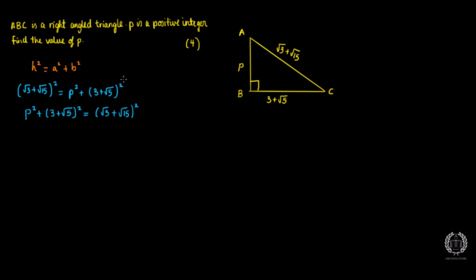It's the same thing. Now because I want p by itself, or p squared by itself, I'm going to move this 3 plus root 5 squared to the other side. So remember, whenever you move something from one side to the other, the sign changes. So this plus now becomes minus. So what we're going to end up having is root 3 plus root 15 whole thing squared minus, bring this to the other side, 3 plus root 5 squared.